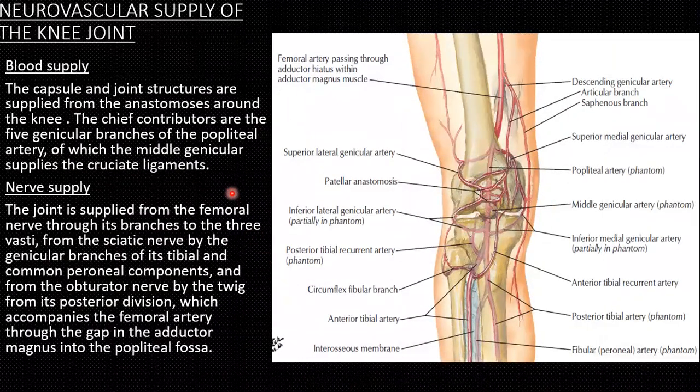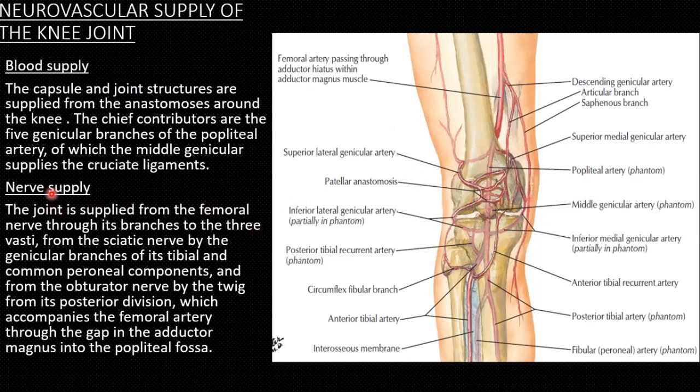Now, neurovascular supply of the joint. Blood supply is by the genicular anastomosis. Intracapsular structures are supplied by the middle genicular artery. I will do a video on the genicular anastomosis, but you should know the arteries forming it: all the genicular branches from the popliteal artery participate. But we have one genicular artery, the descending genicular artery, which arises from the femoral artery before it passes the adductor hiatus. It's the only genicular artery which does not arise from the popliteal artery.